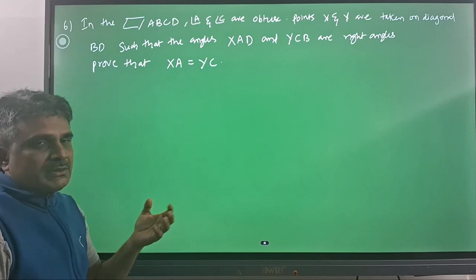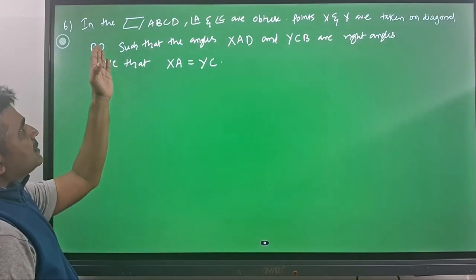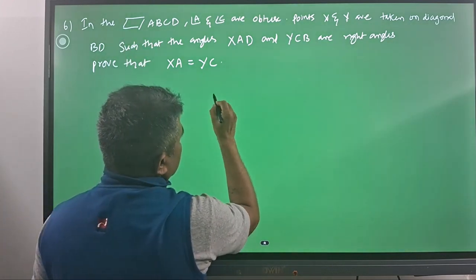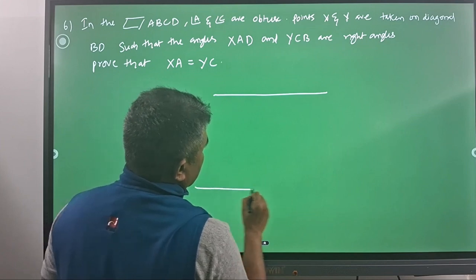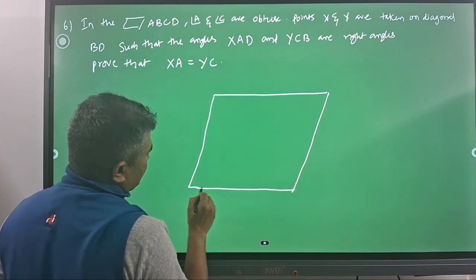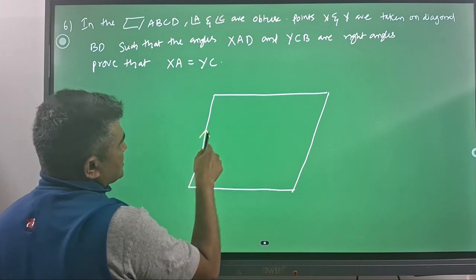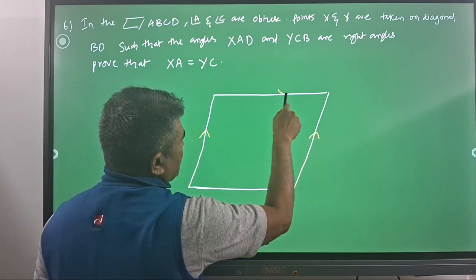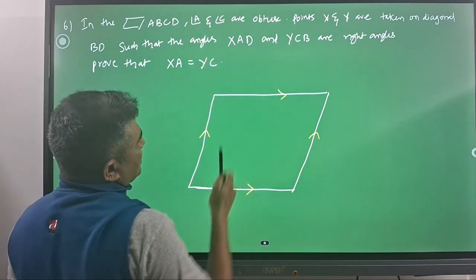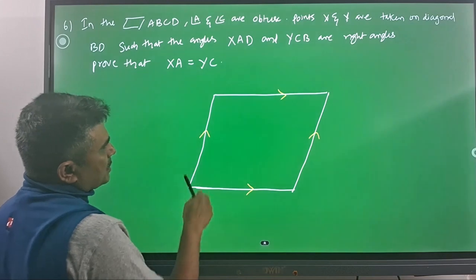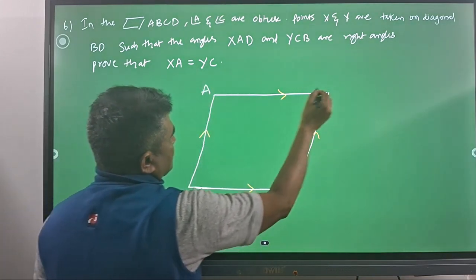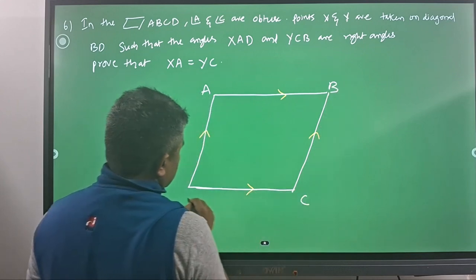We need to draw the picture. So they are saying parallelogram ABCD, so first draw the parallelogram. A parallelogram has its opposite sides parallel, so this is parallel to this and this is parallel to this. And they are saying A and C are obtuse angles, so among all these four, these two are the obtuse angles. So name it A, B, C and D.